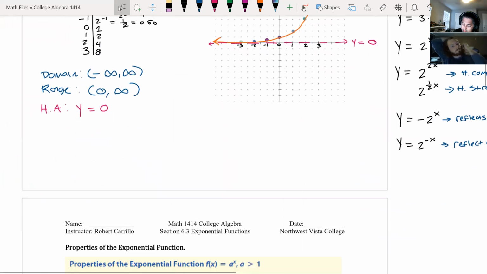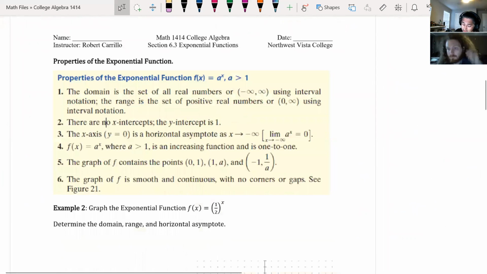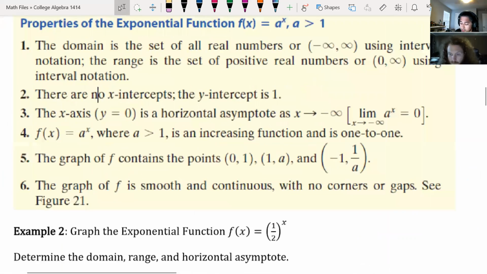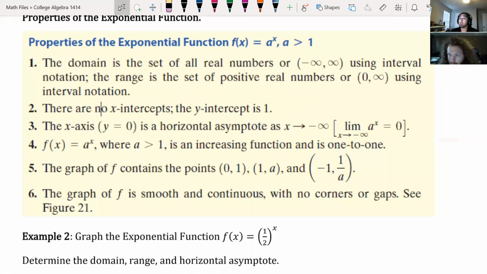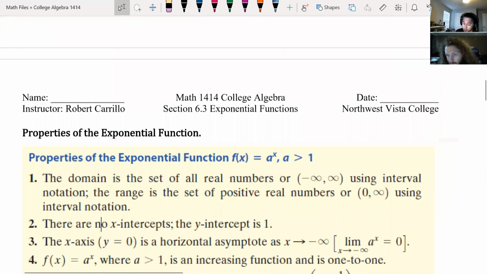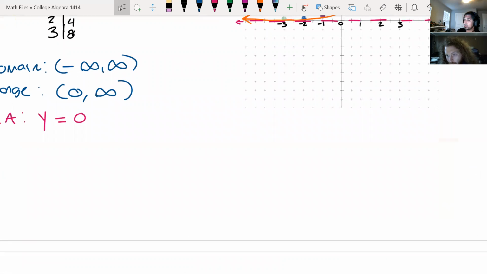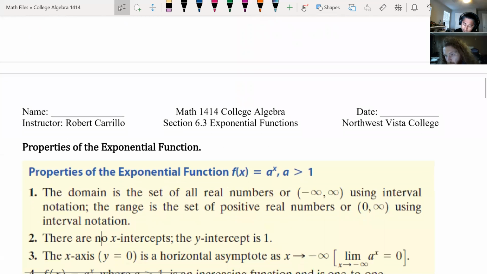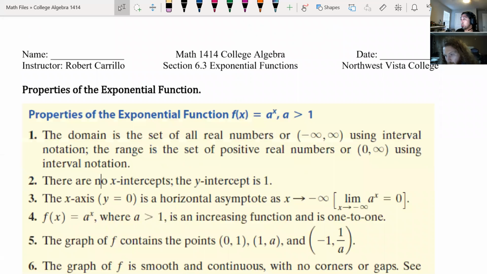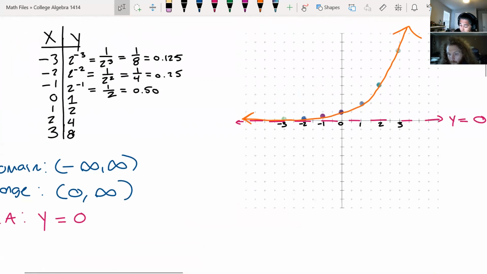All right, so this big yellow box is just information about exponential functions, as we just saw. The domain is the set of all real numbers, and the range is the set of numbers from 0 to infinity. That's everything that we found there. There are no x-intercepts. We don't touch the x-axis at all, but the y-intercept is always at 1. As from the graph there, the y-intercept is 1.